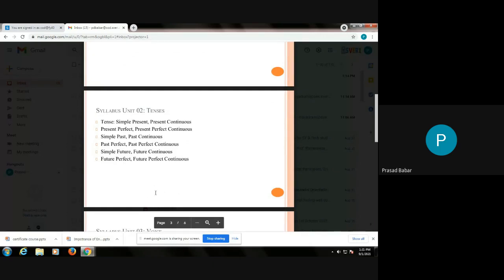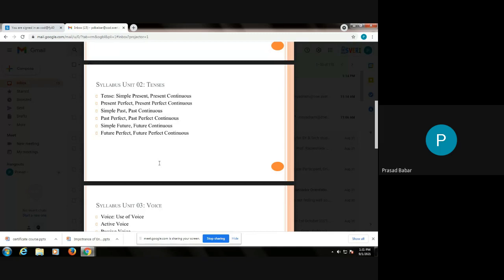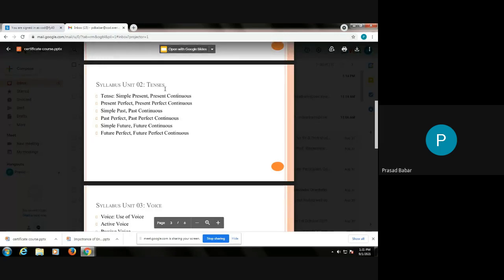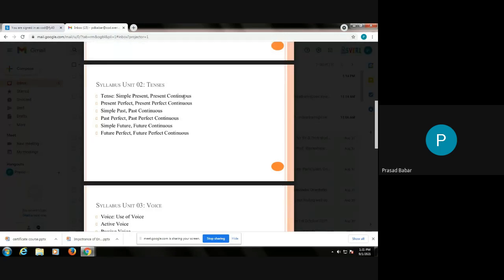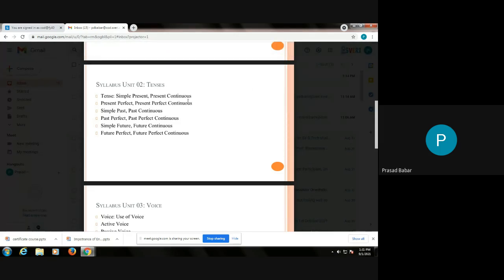Then in the syllabus, the second unit is of tenses. Okay. So how many types of tenses are there? How many tenses are there? That we will discuss in this unit. What is the use of tenses? How to create or how to form the sentences in different types of sentences, that we will discuss in this unit. So let's first see what is the first unit.